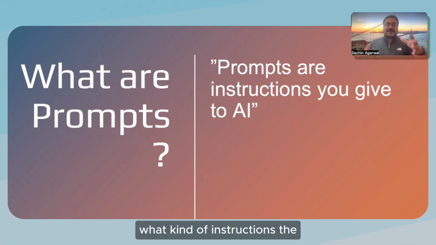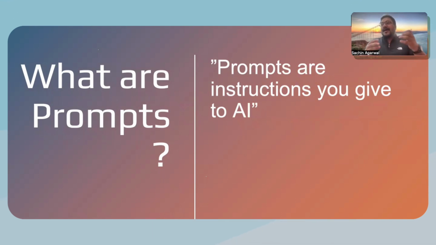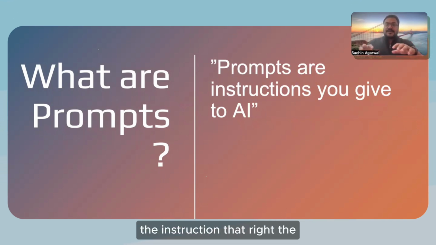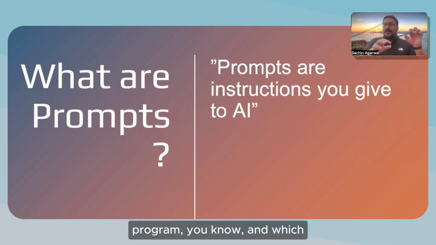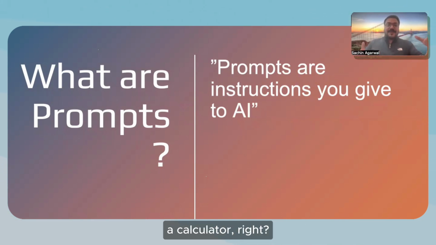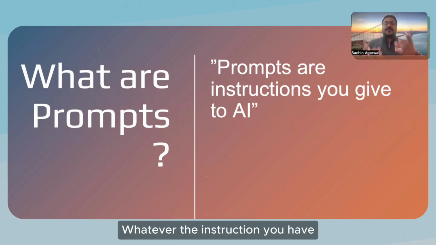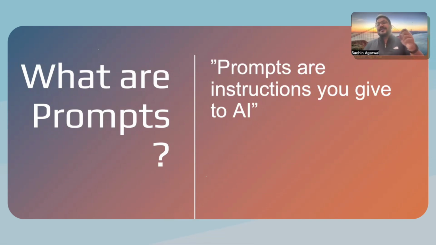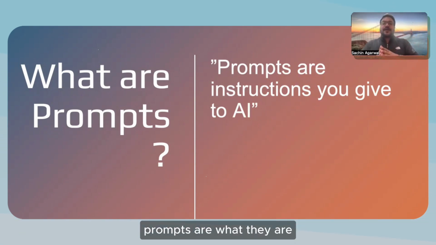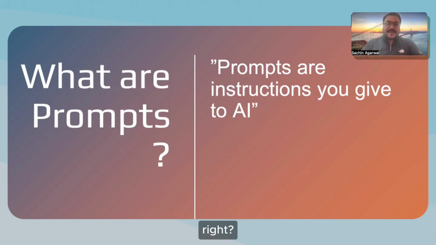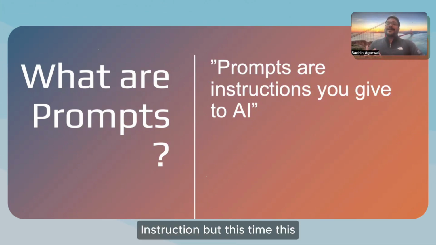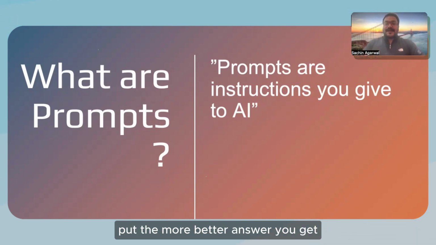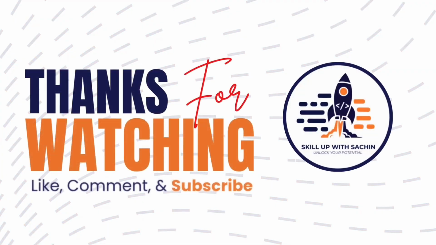What kind of instructions? The instructions are very simple: how you give the instruction, write the program, and which basically does, let's say, create a calculator. And it will follow the instruction. It will just design the things for you, whatever instruction you have put up. What are the prompts to AI? They are the same thing. They are the instructions. Prompts are the instructions to the AI. But this time, the better prompt you put, the better answer you get.